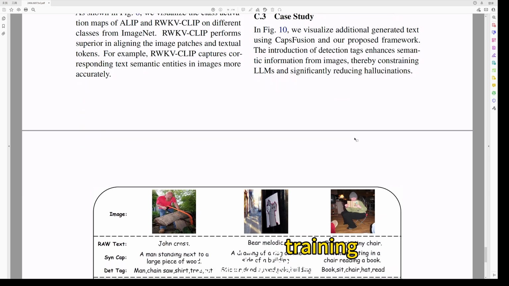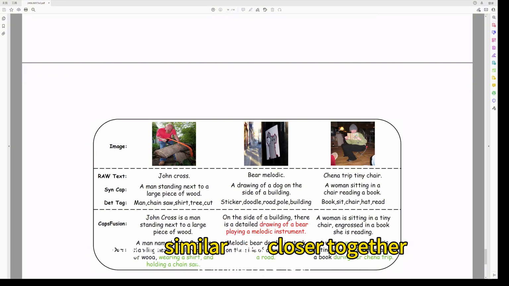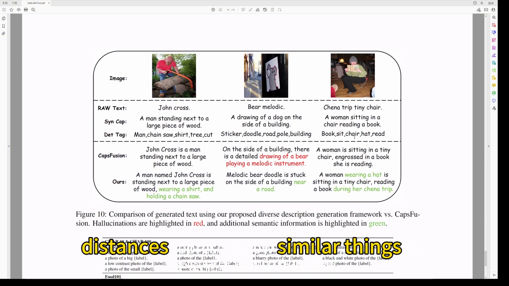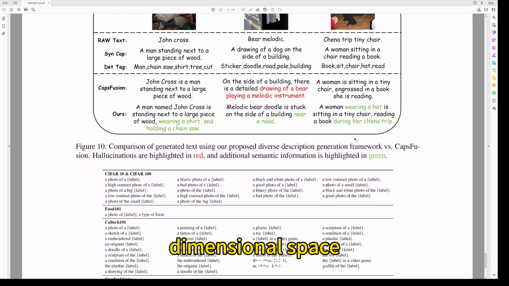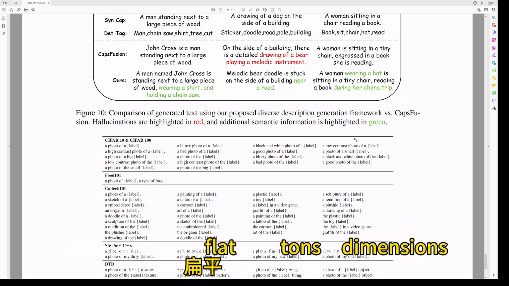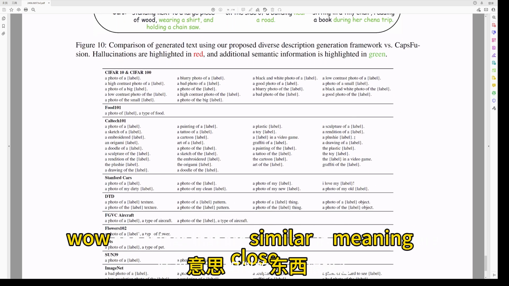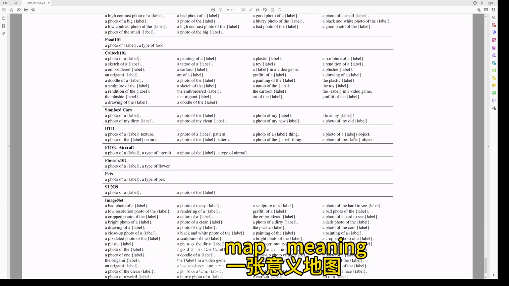Exactly. And during training, they learn to align images and descriptions, bringing similar ones closer together. Yeah, it creates this high-dimensional space where distances represent how similar things are. It's like a map, but instead of being flat, it has tons of dimensions. Oh, wow. And things that are similar in meaning are close together, even if they look different. It's like a map of meaning.